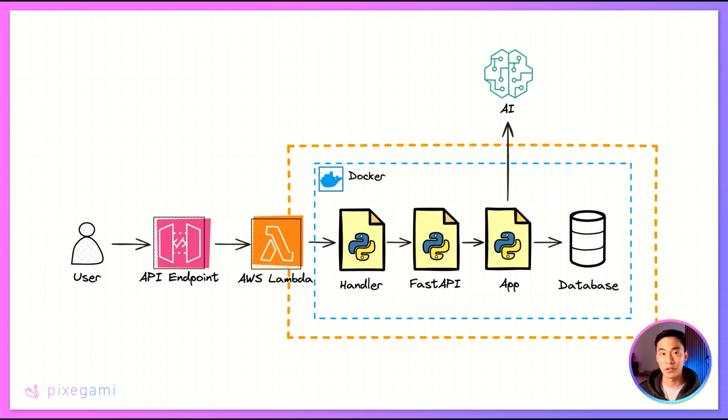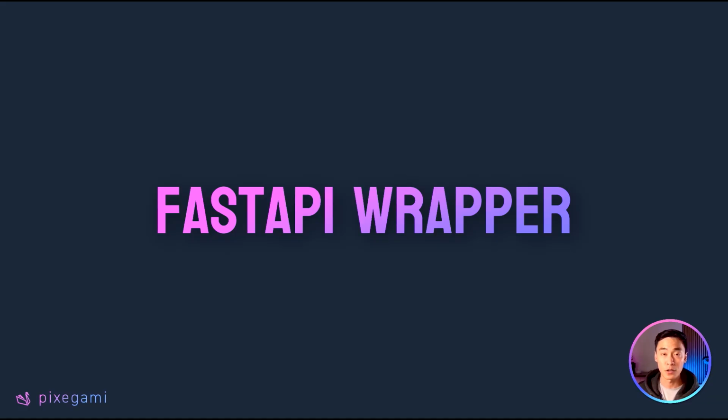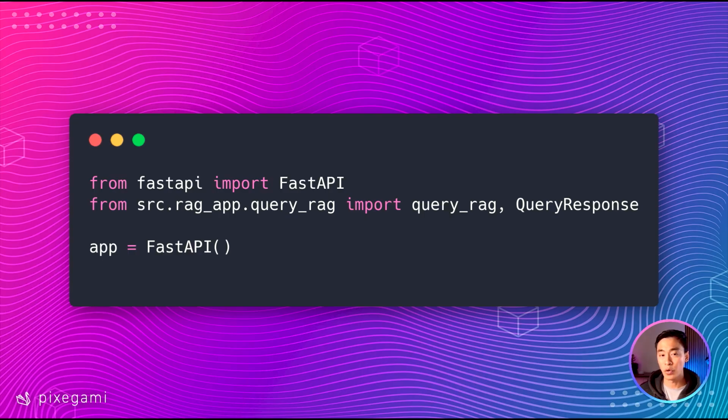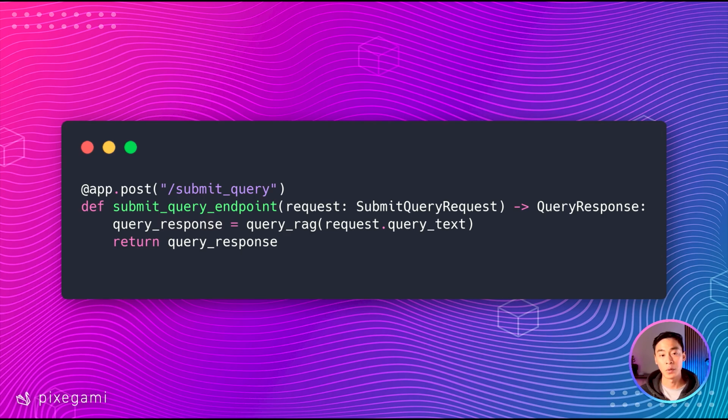Okay, so that's pretty much the architecture plan for this project. Now let's get started coding. First, let's create an API wrapper around this RAG application. We'll import FastAPI and create a new FastAPI app. Then we'll create a new API route to handle the query and generate a response using that query RAG function from our starting app earlier.